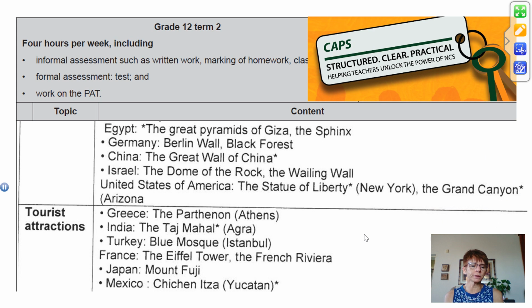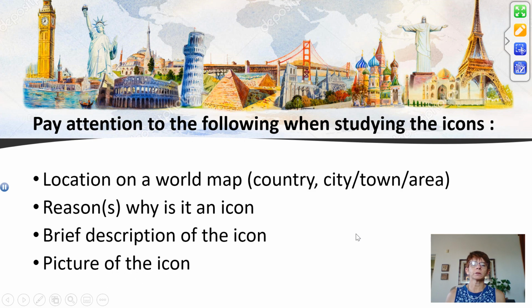If I can just remind you of what I said the previous time, and that is that when studying icons, you must pay attention to their location on a world map, whether it is the country in which they are located, the city, the town, the area, the reason why it is an icon. You must be able to give a brief description and also recognize a picture of the icon.